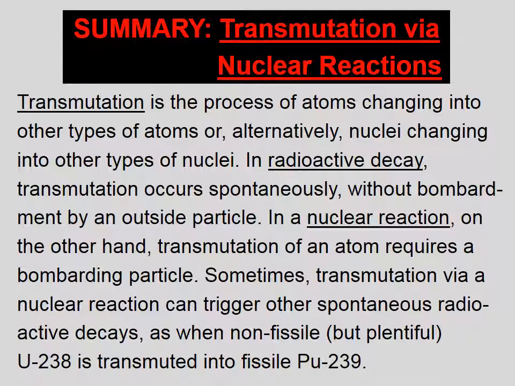Let's summarize. Transmutation is the process of atoms changing into other types of atoms, or, alternatively, nuclei changing into other types of nuclei. In radioactive decay, transmutation occurs spontaneously, without bombardment by an outside particle. In a nuclear reaction, on the other hand, transmutation of an atom requires a bombarding particle. Sometimes transmutation via a nuclear reaction can trigger other spontaneous radioactive decays, as when non-fissile but plentiful uranium-238 is transmuted into fissile plutonium-239.